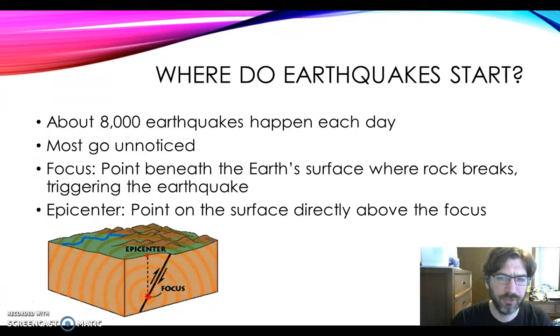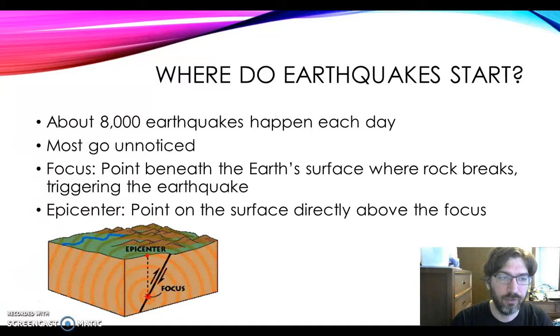A couple of key terms that you should know: one is the focus. The focus of the earthquake is where the earthquake actually happens. This is the initial point of it, where the earthquake gets triggered and starts from.